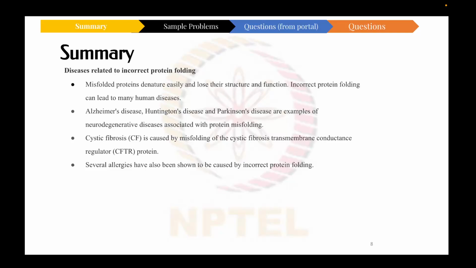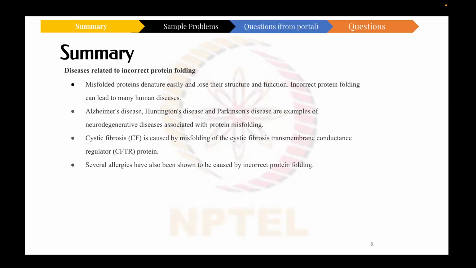So because of these denaturation or misfolding, some diseases tend to occur. So here now I'll be discussing diseases related to incorrect protein folding. Misfolded proteins denature easily and lose their structure and function. Incorrect protein folding can lead to many human diseases.